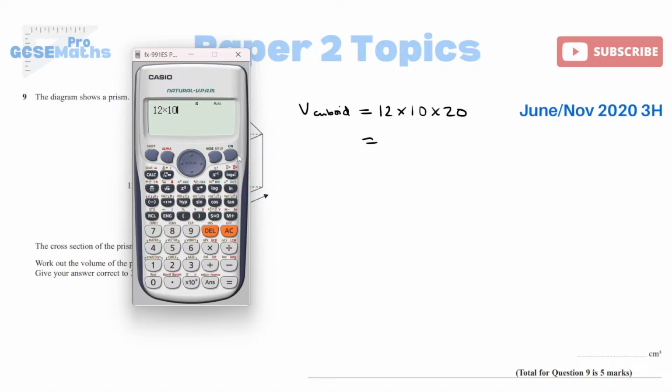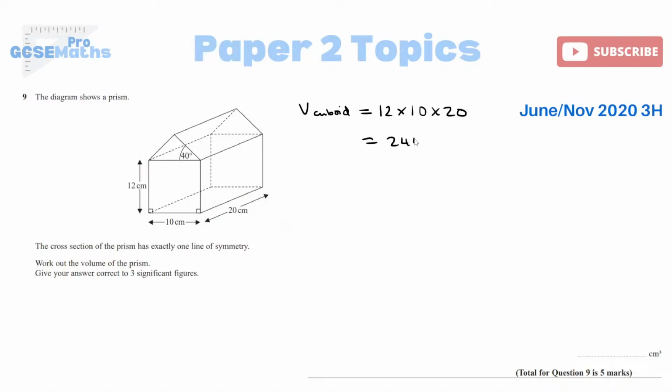12 times 10 times 20 is 2,400. Obviously, that's centimeters cubed, so we'll just leave that there for now. Now let's focus on the triangular prism.